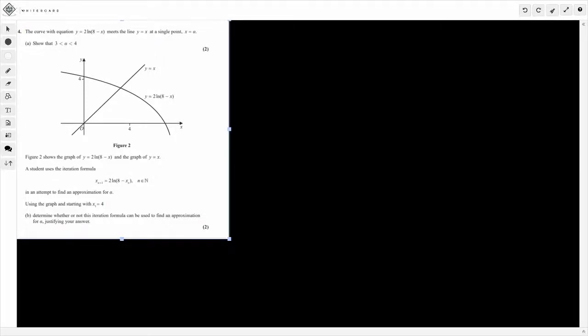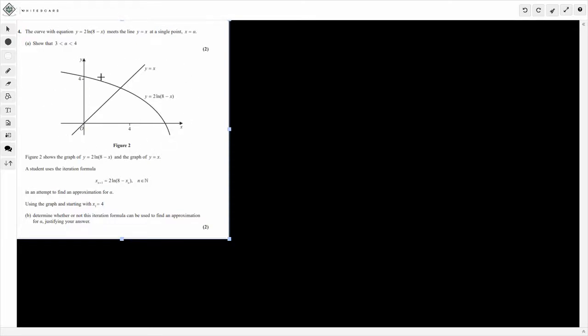Moving on to question 4 now, we have a very brief question here, and we're dealing with iteration. So, part A, we're given this curve with equation y equals 2 ln(8 minus x), and it meets the line y equals x at a single point, x equals alpha. And we have to show that alpha here lies between 3 and 4. So they give you this little bit of a graph here, just showing you what's actually going on.